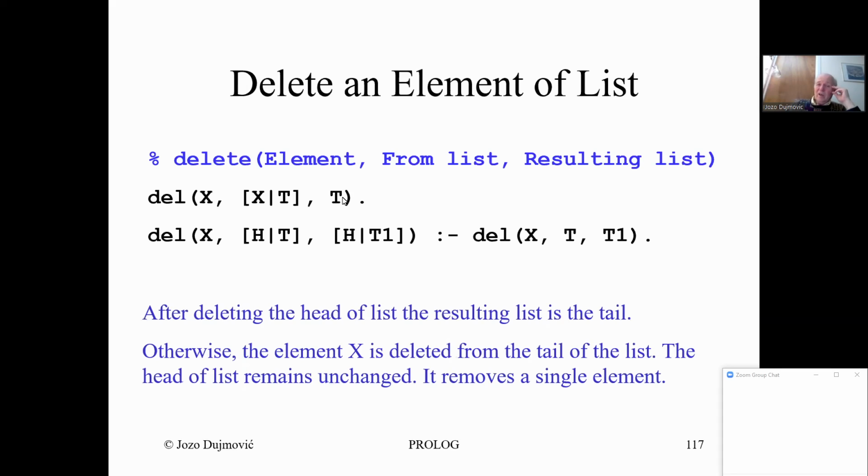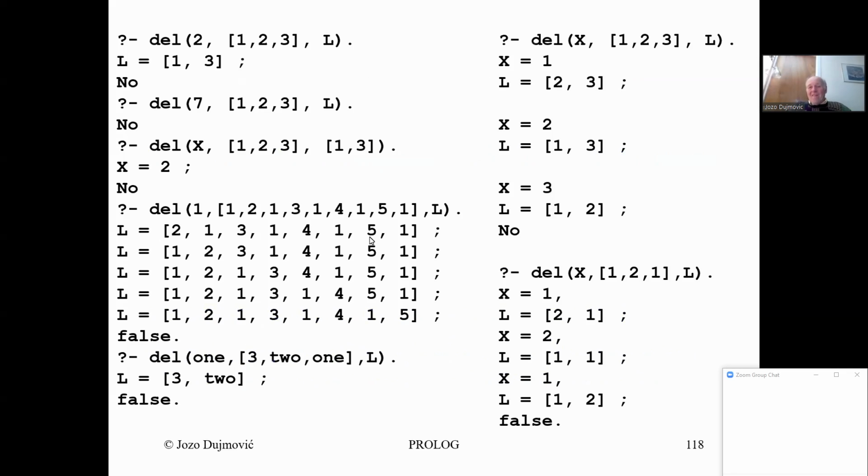If this is not the case, then I have to eliminate X from the tail. Therefore, I have to decompose the list into head and tail and delete X from the tail. And then take this new tail T1 and append that to the head. And this is the result. Okay?